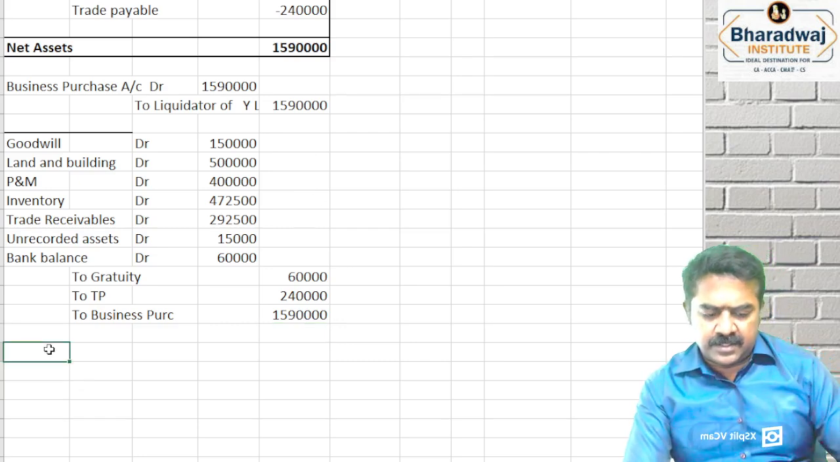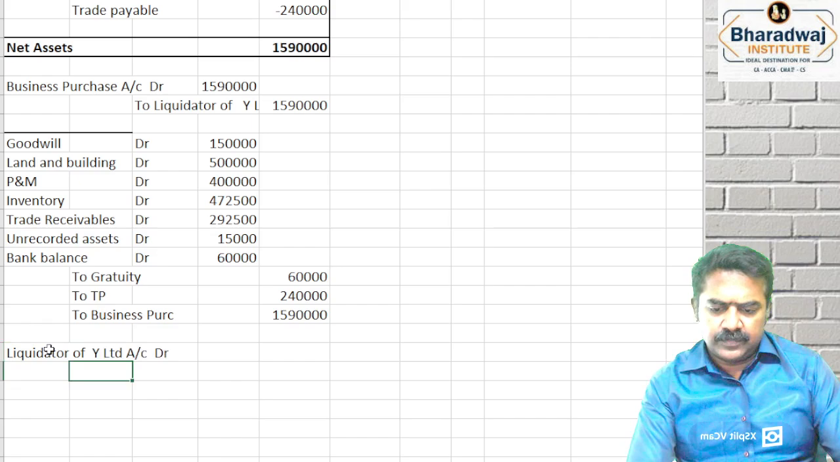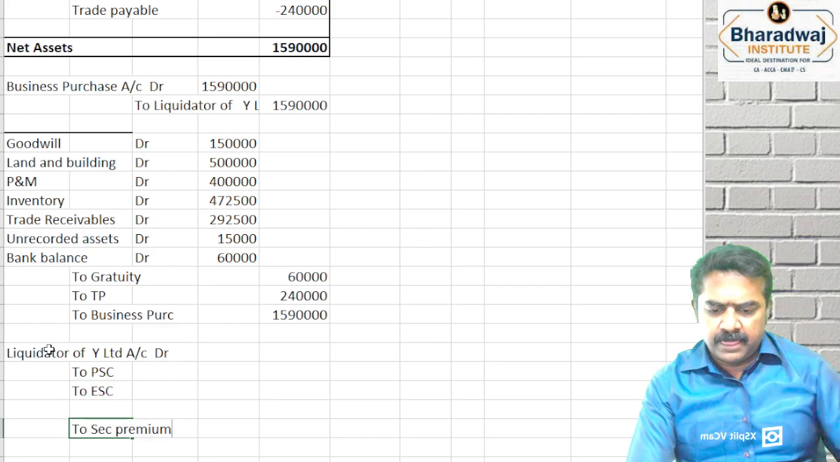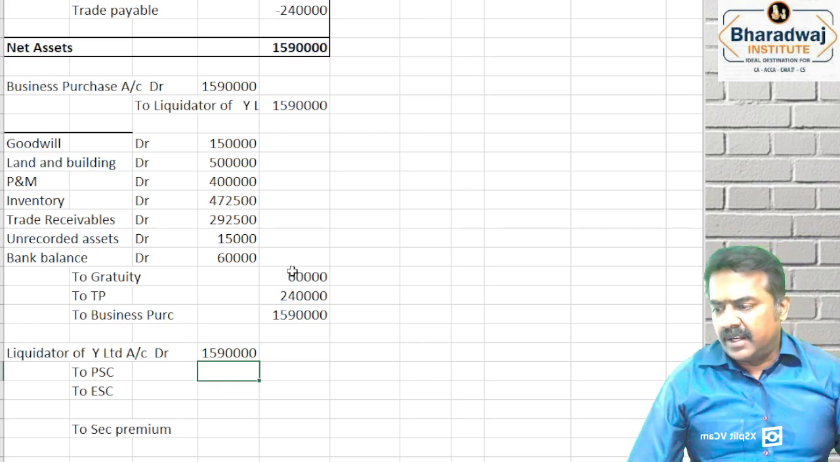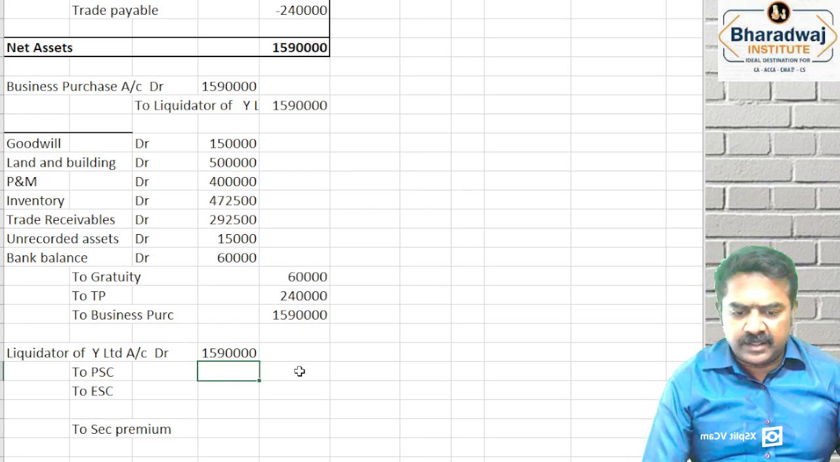Then settle the purchase consideration. Liquidator of which company? Y Limited account, debit to which one? Preference share capital, equity share capital, securities premium. You have to pay 15,90,000. How much are we paying? Share capital 3 lakh, 3,30,000.